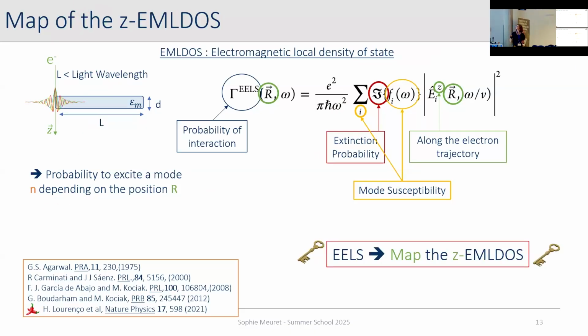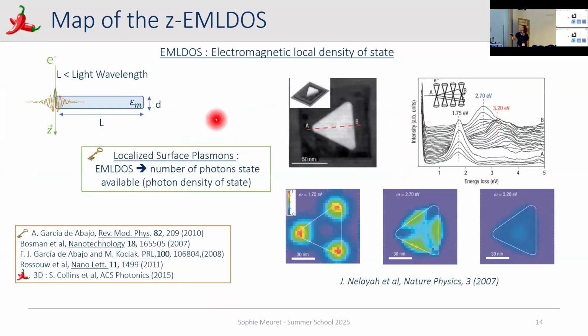But what you really have to keep in mind is that if you do electron energy loss spectroscopy for those kinds of metallic particles, what you're going to look at is actually mapping the local density of states in the Z direction, the Z component of the local density of states. That's super nice because it means that with nanometer resolution, you can actually access the different plasmon modes of your nanoparticle.